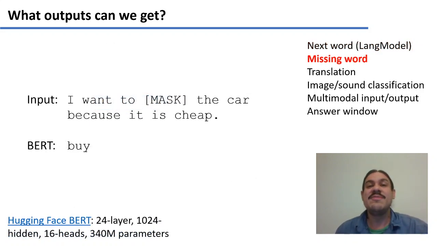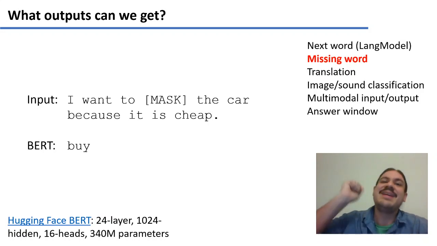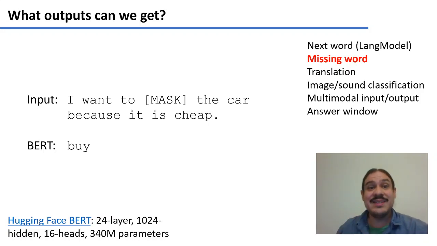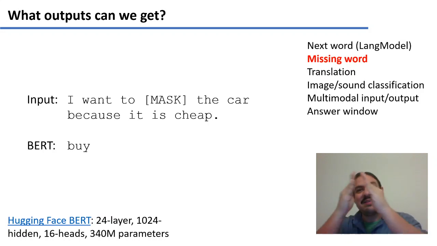For example, filling out missing words. If you have a sentence like, "I want to [mask] the car because it is cheap," and you provide that to a type of structure called a BERT, the BERT will correctly predict that what was masked was the word buy. And as a matter of fact, you will find this code in your canvas, the code to get a BERT to guess a missing word in the input.